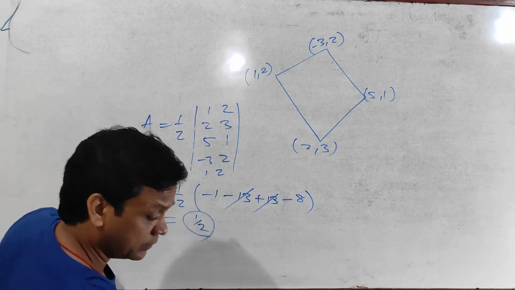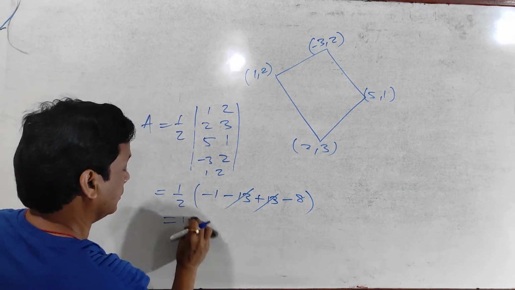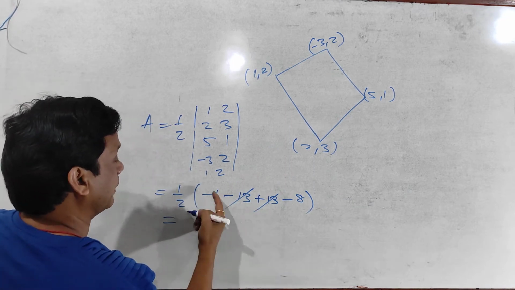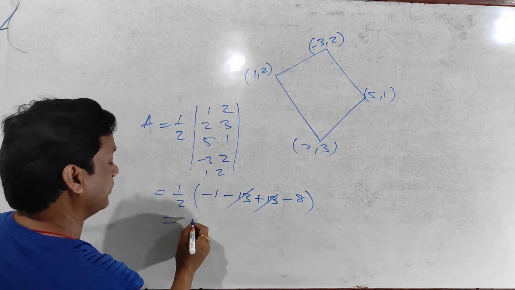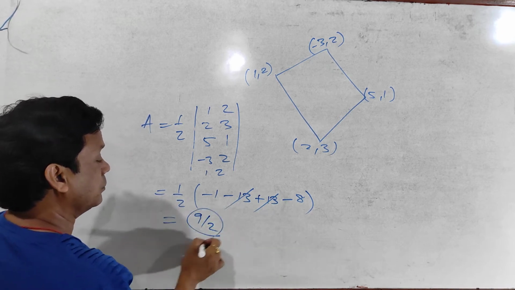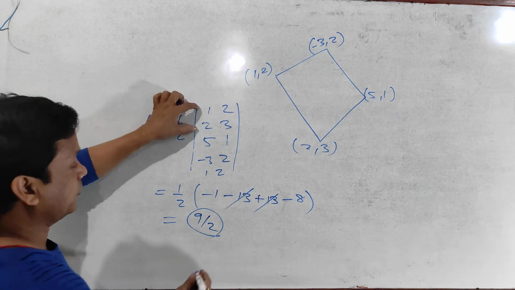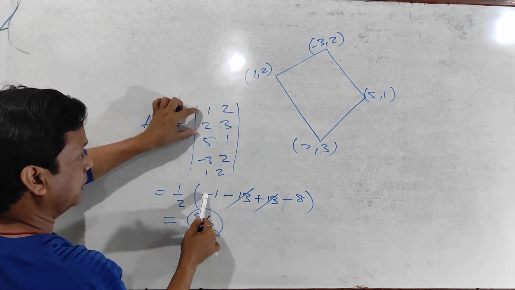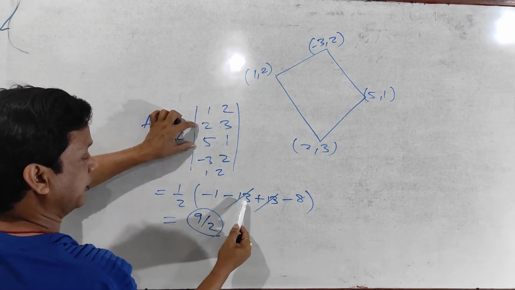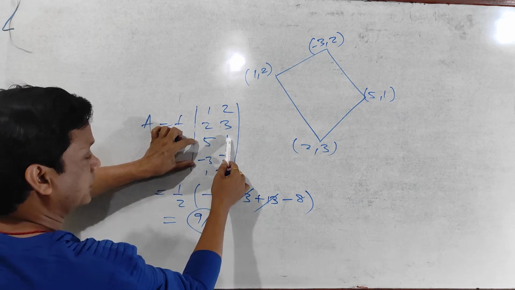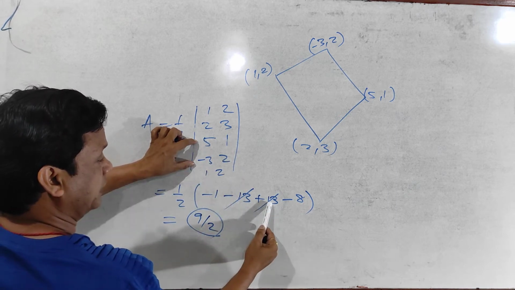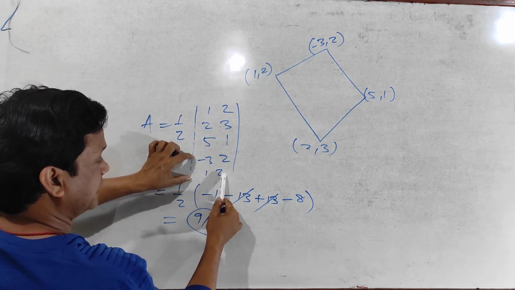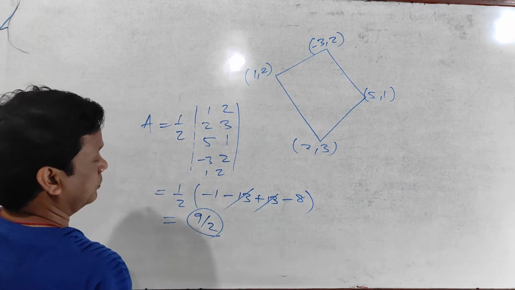So it will be minus 1 minus 8 minus 9. So minus 9 by 2. Oh, it will be 9 by 2. You should take its magnitude. Okay. First this one, 3 minus 4 minus 1. Then 2 minus 15 is minus 13. Then 10 plus 3 is 13. Then minus 6 minus 2. It is minus 7. Okay.